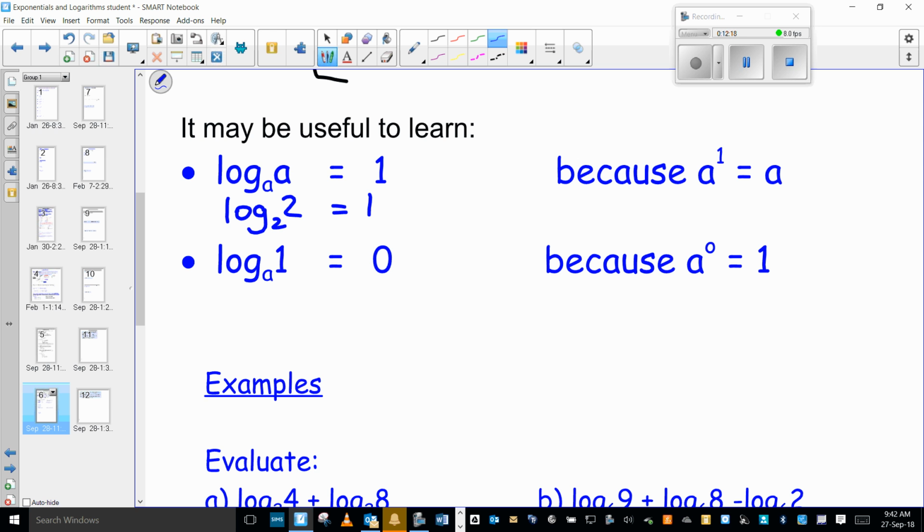Okay? So this is very, very good to learn. And similarly, if you've got log of any base, and this value here is 1, then it will always be equal to 0. Again, because if you change it to an exponential statement, anything to the power 0 gives you 1. Okay? So they are two things that I would suggest that you had in your mind always when you're doing any kind of log expression.